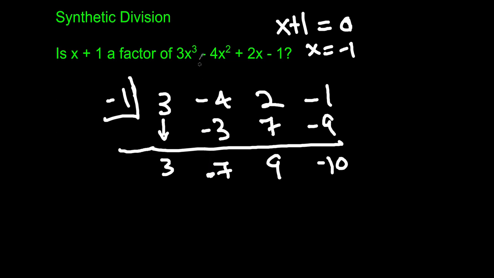And if we look at this, the original degree was x cubed. We're dividing by x, so the degree goes down by 1 every time.